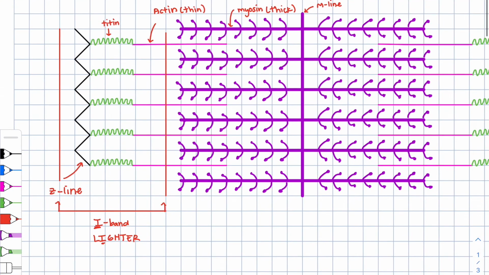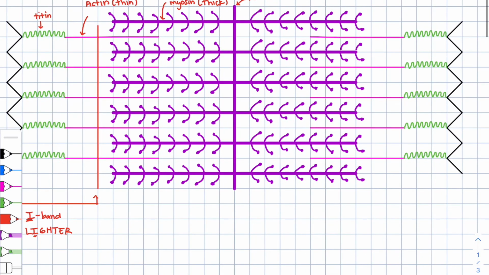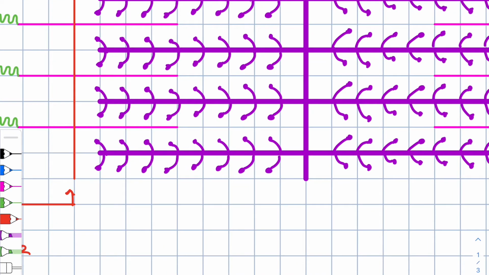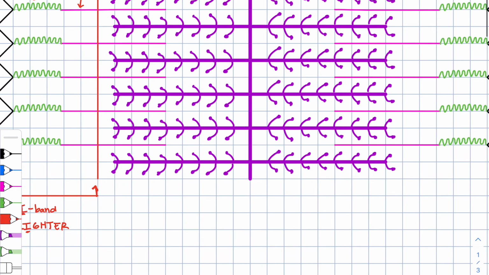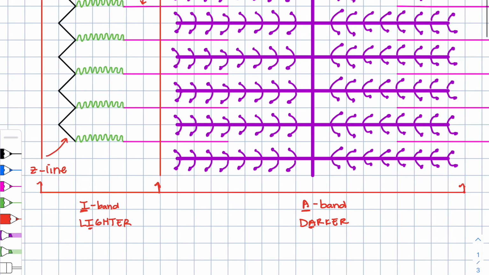But what about the band that includes the darker one? That is called the A band. So the A band is going to start here, and it's going to go all the way through, and take a look, up to about here. Okay, and so that's called the A band. And so the A band is darker. Okay, are you following? A in darker, I in lighter.